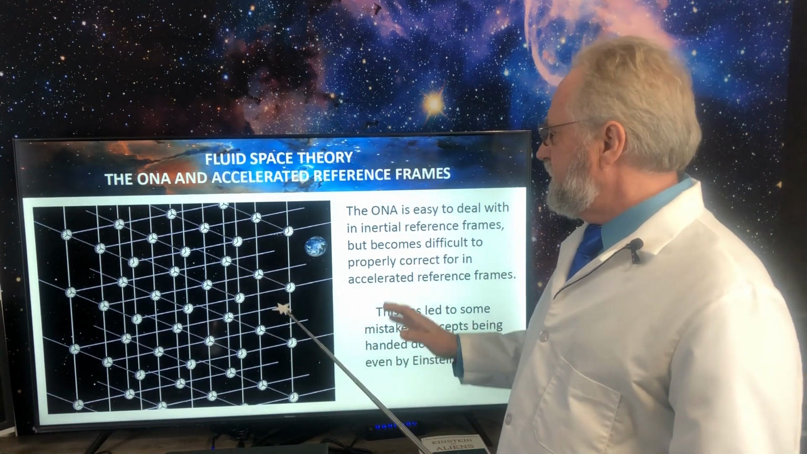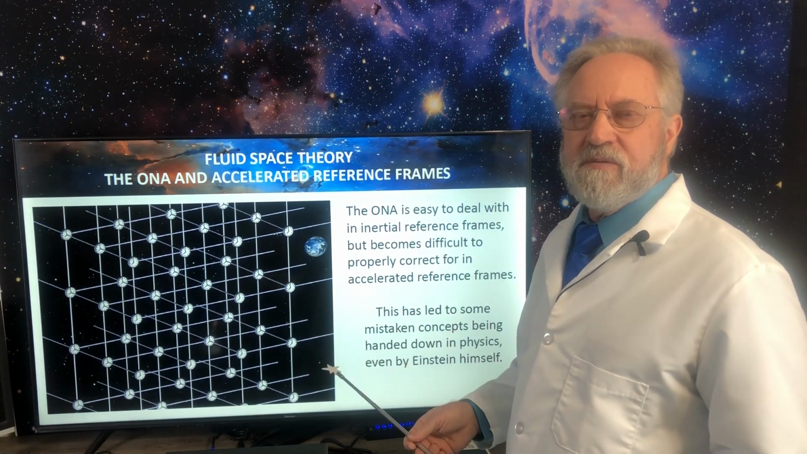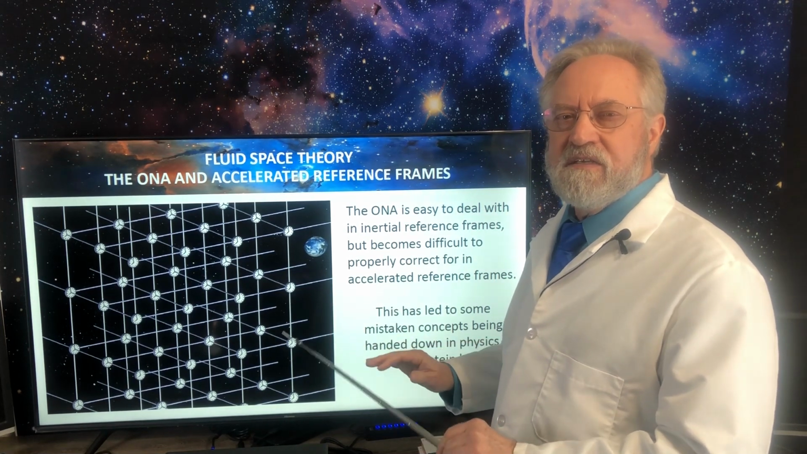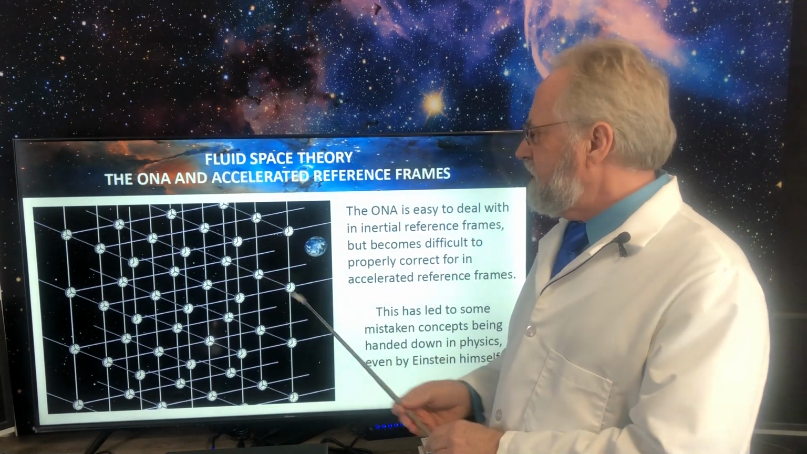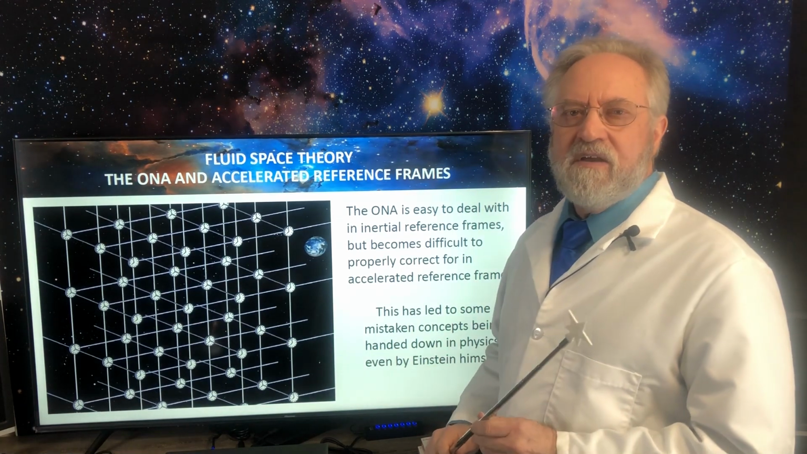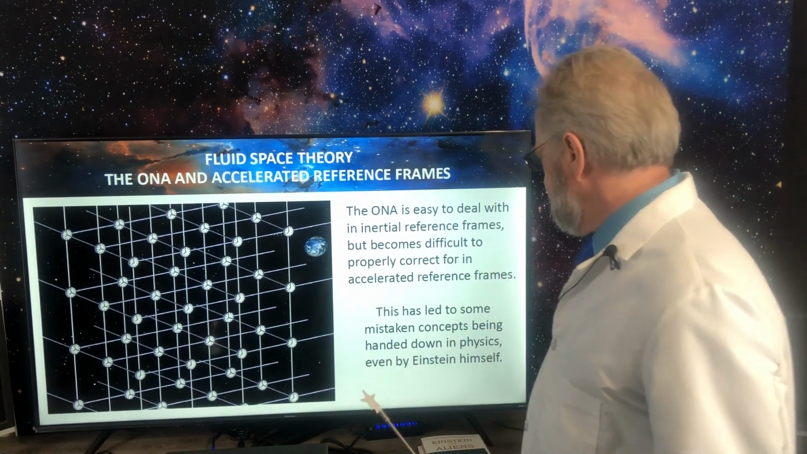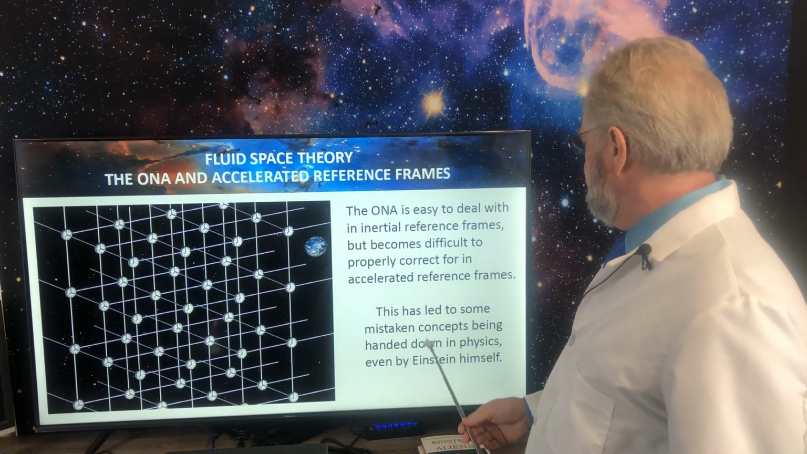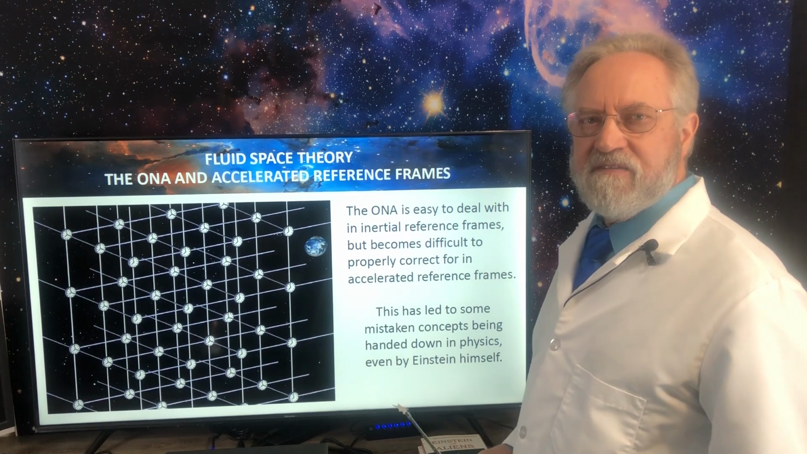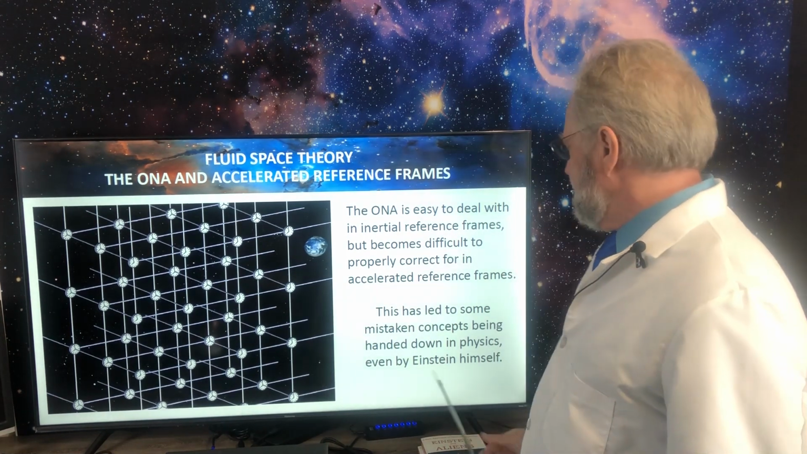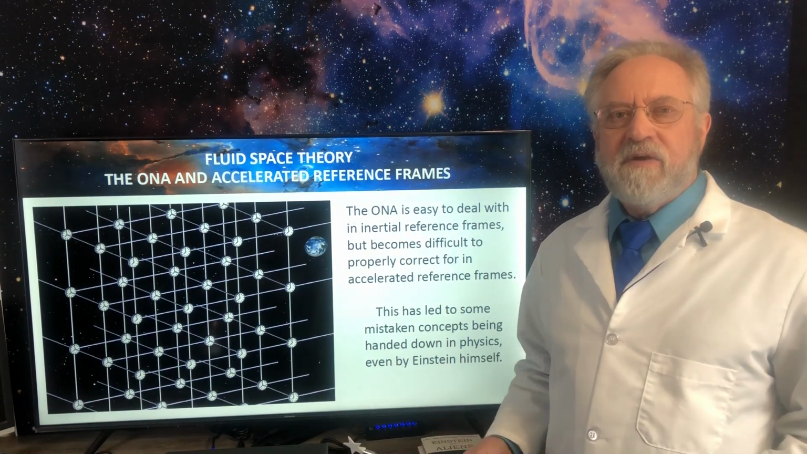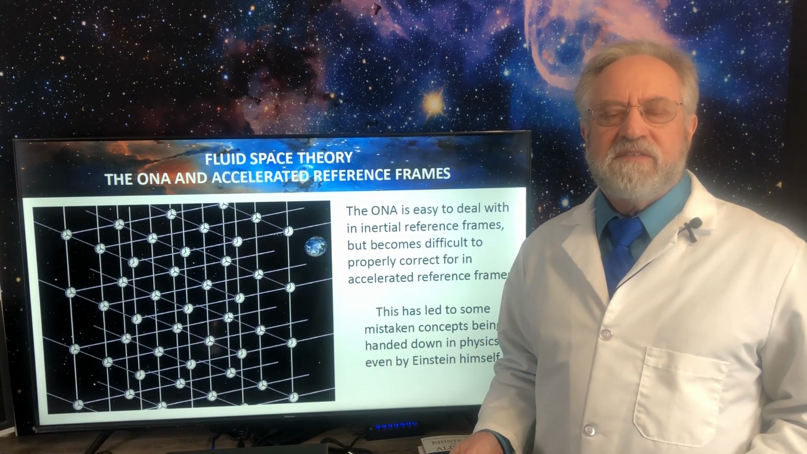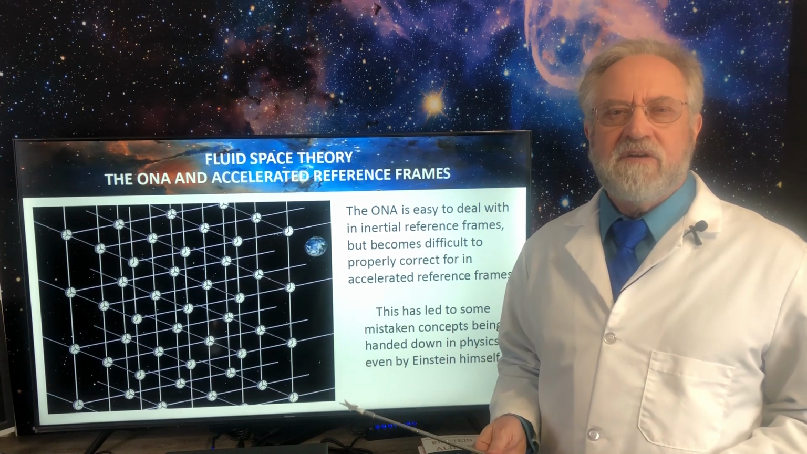But what's really going on, if you account for the old news aberration, is that the rods and clocks are actually still synchronized. The planes are straight, the rods are straight. All you have to do is account for the old news aberration. So, not accounting for the old news aberration has led to some mistaken concepts being handed down in physics, even by Einstein himself. So now we're ready to move on to more interesting subjects of fluid space theory, including how fluid space theory contains the dark matter signature.